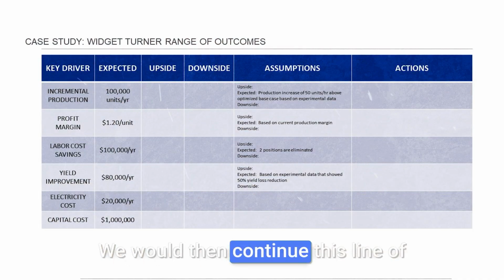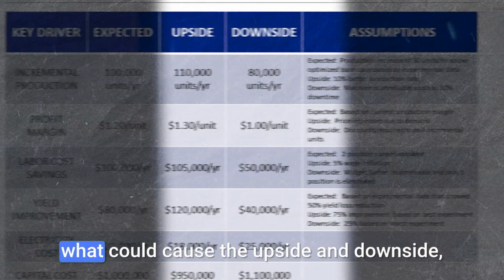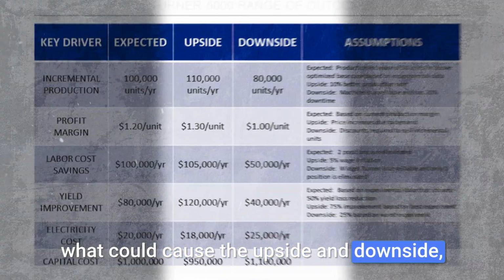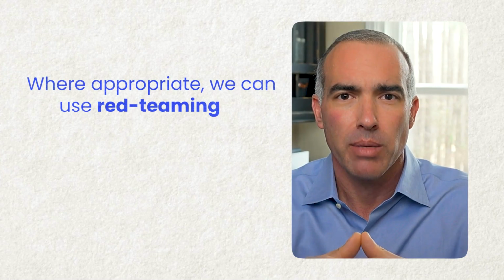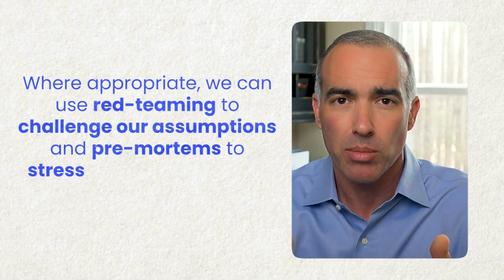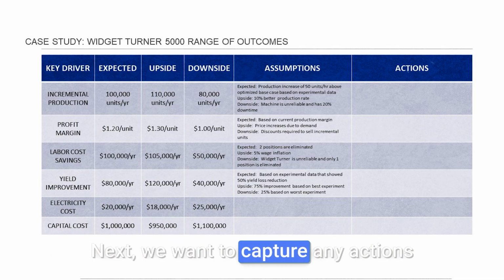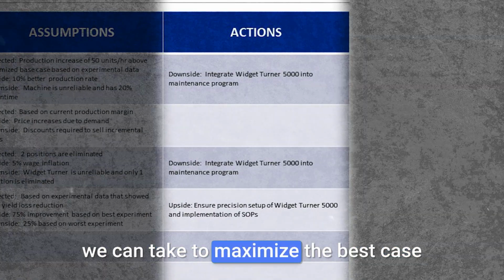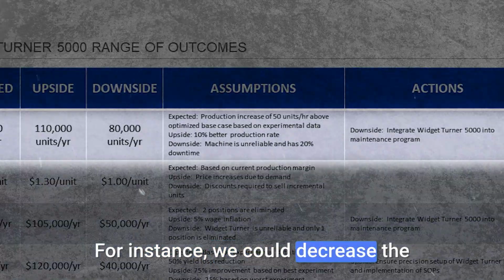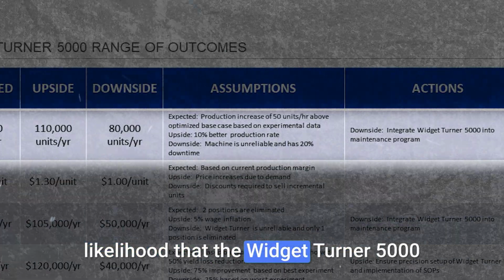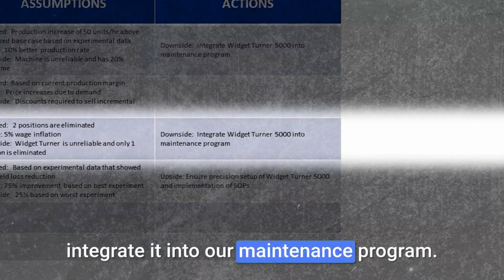We would then continue this line of questioning for the other key drivers, documenting our assumptions around what could cause the upside and downside, just as we did in these examples. Where appropriate, we can use red teaming to challenge our assumptions and premortems to stress test our estimates before moving forward. Next, we want to capture any actions we can take to maximize the best case and avoid the worst case scenarios. For instance, we could decrease the likelihood that the Widget Turner 5000 has poor reliability by ensuring that we integrate it into our maintenance program.